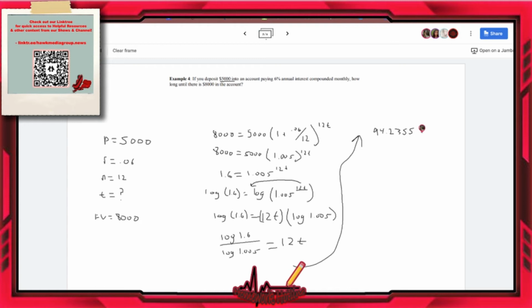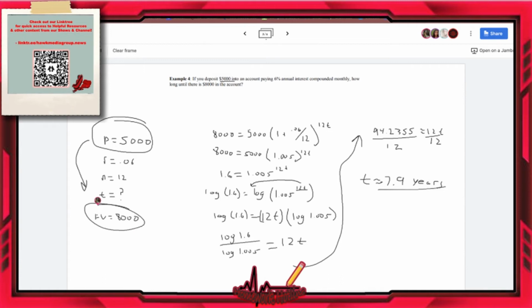That's about 12t. Now we can divide each side by 12. And we're left with t equals about 7.9 years. Now what this means is it'll take 7.9 years to go from the $5,000 initially invested to the $8,000 that would be the future value.